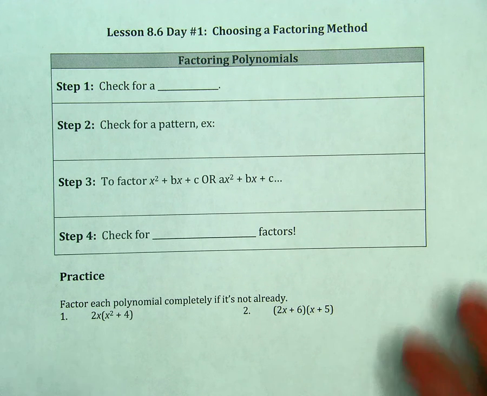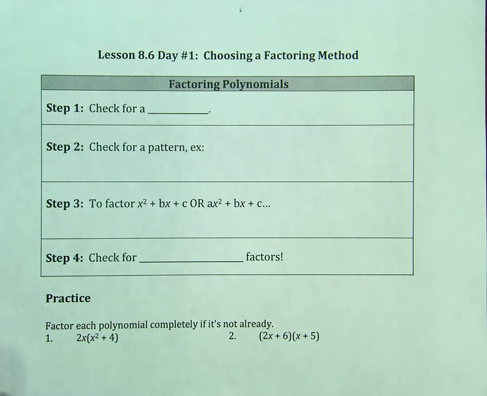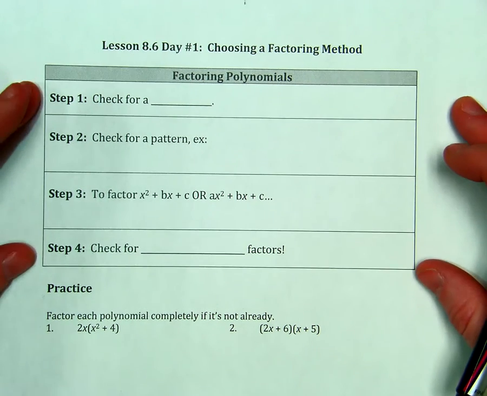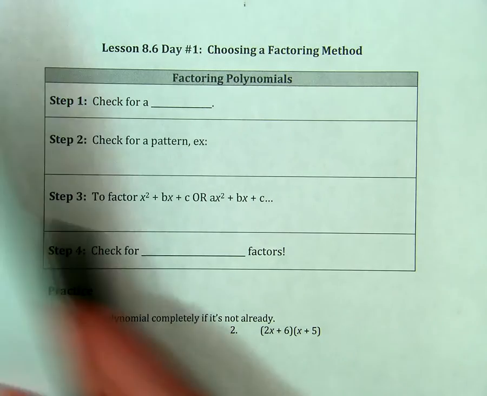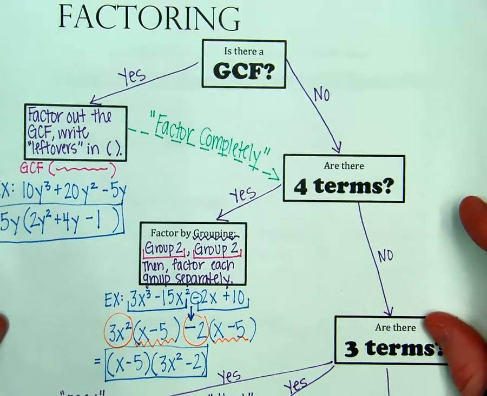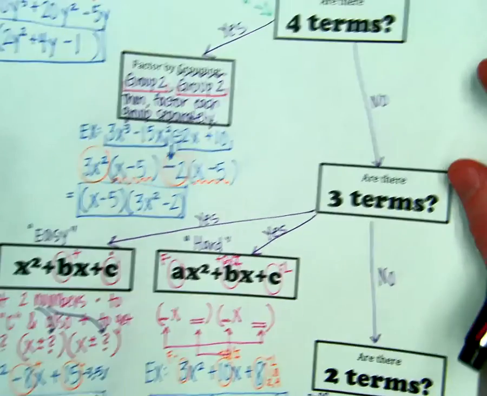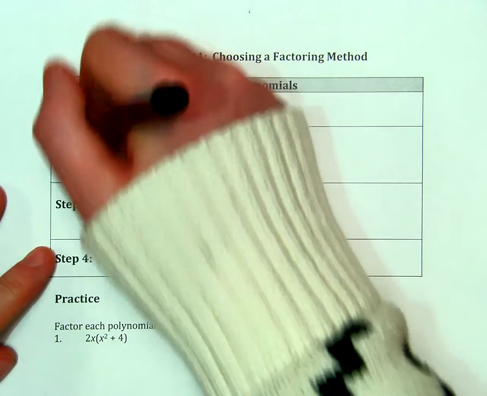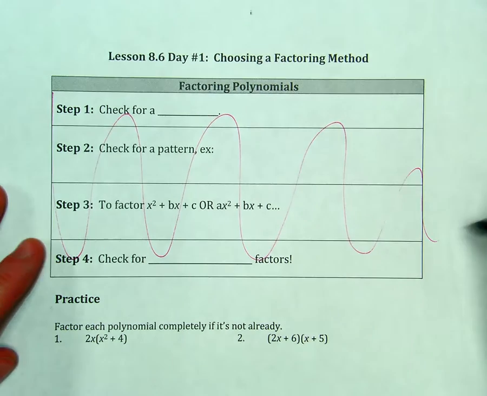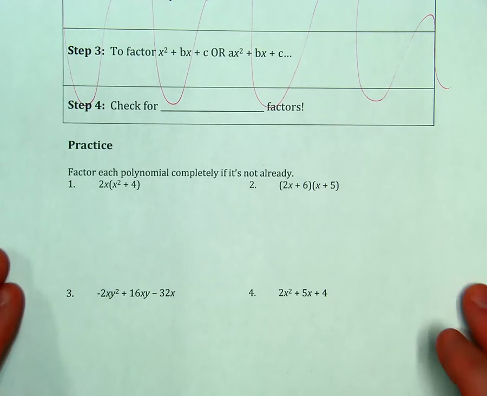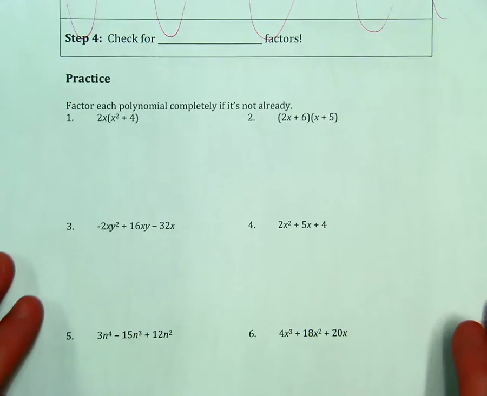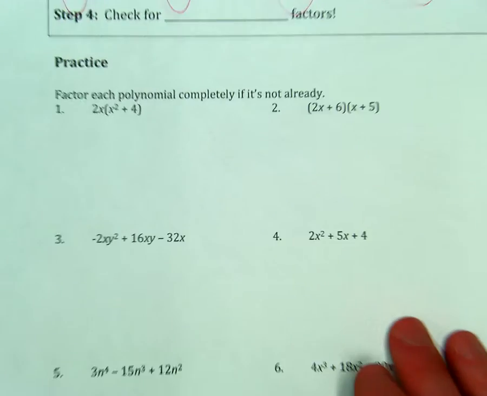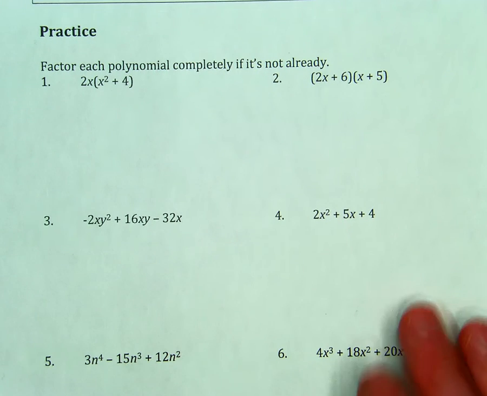Hey guys, we're going to be working on lesson 8.6, day number 1, where you have to choose a factoring method. Up top here is walking you through the flow chart that we already made together. If you have your factoring flow chart that we made in class, have that out, and then we'll skip over step 1, step 2, step 3, step 4, and jump right into the practice problems down here. I will zoom in on the first practice problem and use my flow chart to get through here with you guys.